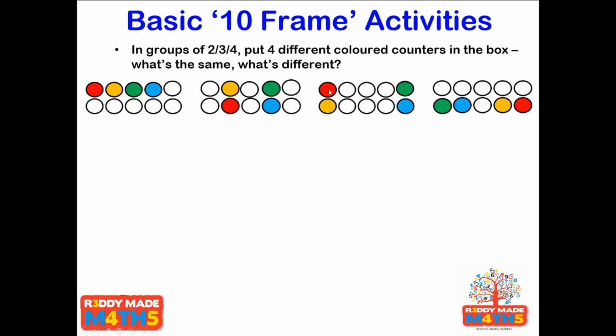You can use first and last. So the red is in the first place on the top row, and the green is in the last place on the top row. The yellow is in the first place on the bottom row, and the green is in the last place on the bottom row.